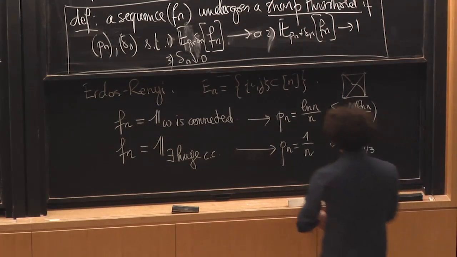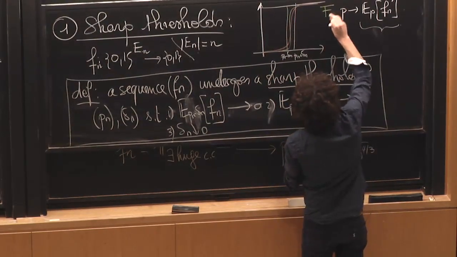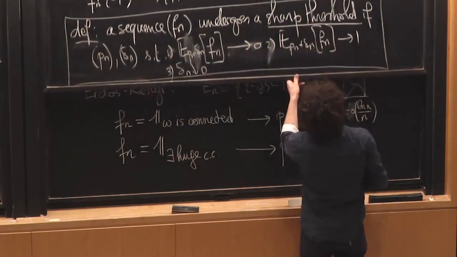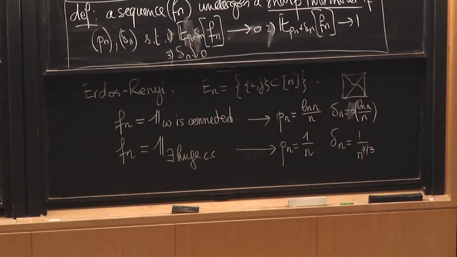By the way, because it's going to reappear, let's maybe define Fn with a capital F for the expected value at P of the... Okay, so why did I introduce that? I introduced this notion of sharp threshold because in some sense it's a finite volume version of a phase transition.